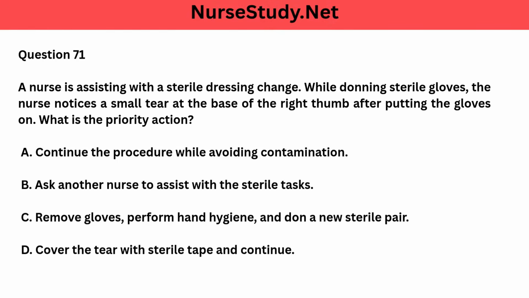Question 71. A nurse is assisting with a sterile dressing change. While donning sterile gloves, the nurse notices a small tear at the base of the right thumb after putting the gloves on. What is the priority action? A. Continue the procedure while avoiding contamination. B. Ask another nurse to assist with the sterile tasks. C. Remove gloves, perform hand hygiene, and don a new sterile pair. D. Cover the tear with sterile tape and continue.